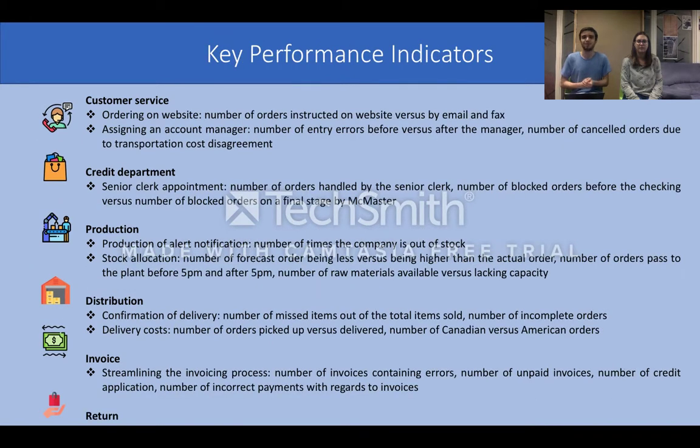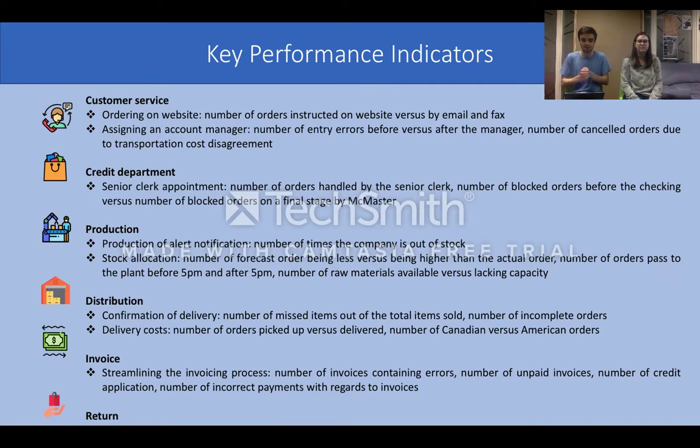So now I'm going to talk about the key performance indicators. When it comes to customer services, we thought about looking at the number of orders instructed on the website versus the number of orders on email and on fax. Our second idea, assigning an account manager, we'd like to look at the number of entry errors before versus after the manager, and also the number of cancel errors due to transportation cost disagreement between clients and the company.